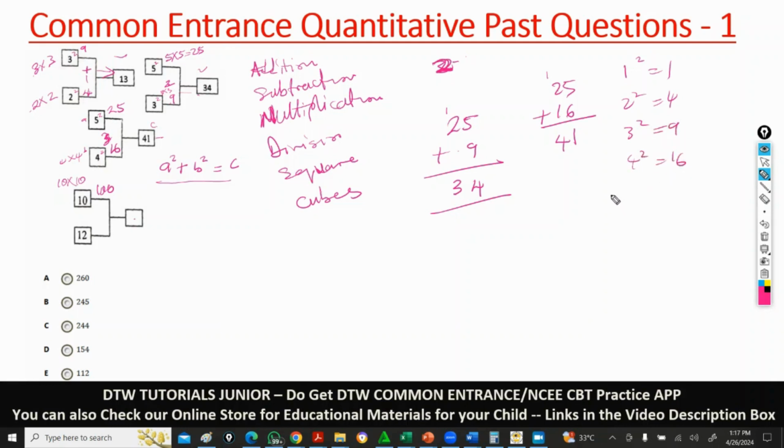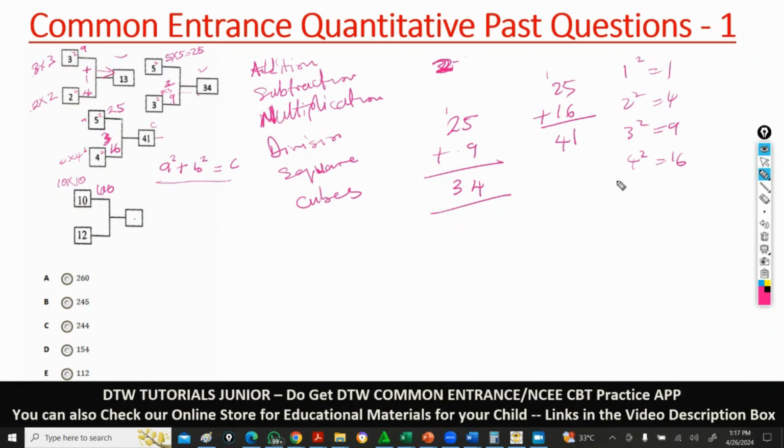Do you understand? Being able to know this means you have to know your multiplication times table. Try to tell mommy if you're having problems with multiplication times table. Tell mommy and daddy to help you out.